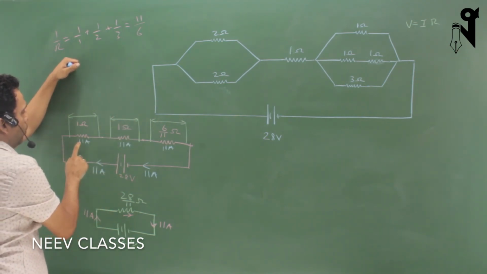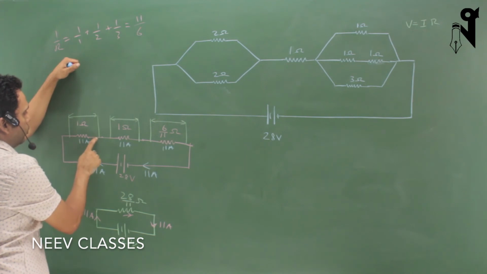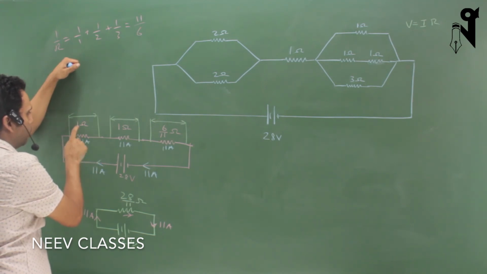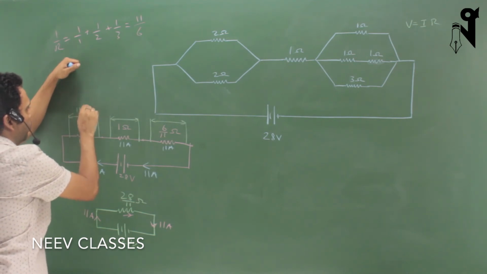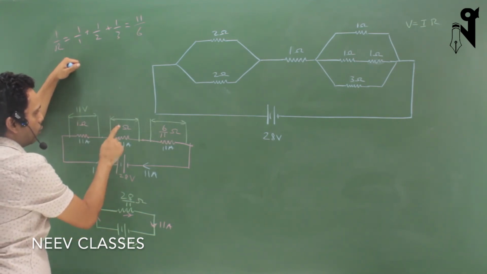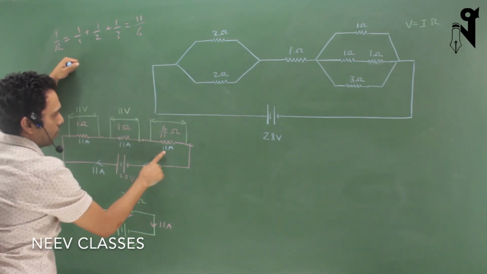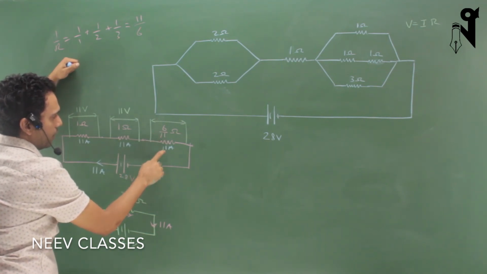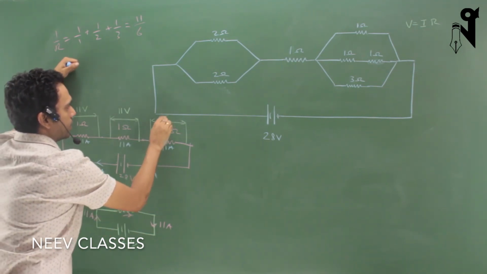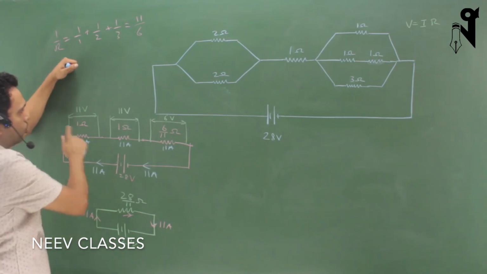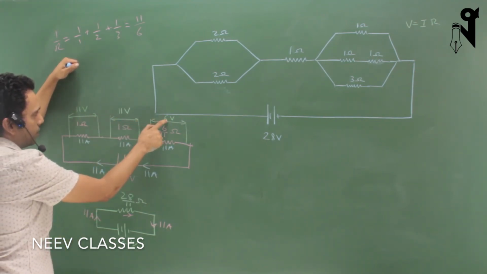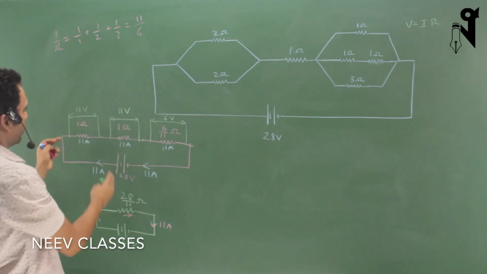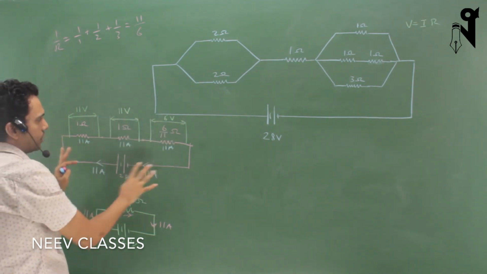So voltage across this resistance would be current in the resistance into resistance value of that resistance, which is 11 into 1, that is 11 volts. How much is that? 11 into 1 again, which is 11 volts. How much is that? 6 by 11 into 11, which is 6 volts. Do they add up to 28? 11 plus 11 plus 6 is 28. So clearly our calculations till now are right.